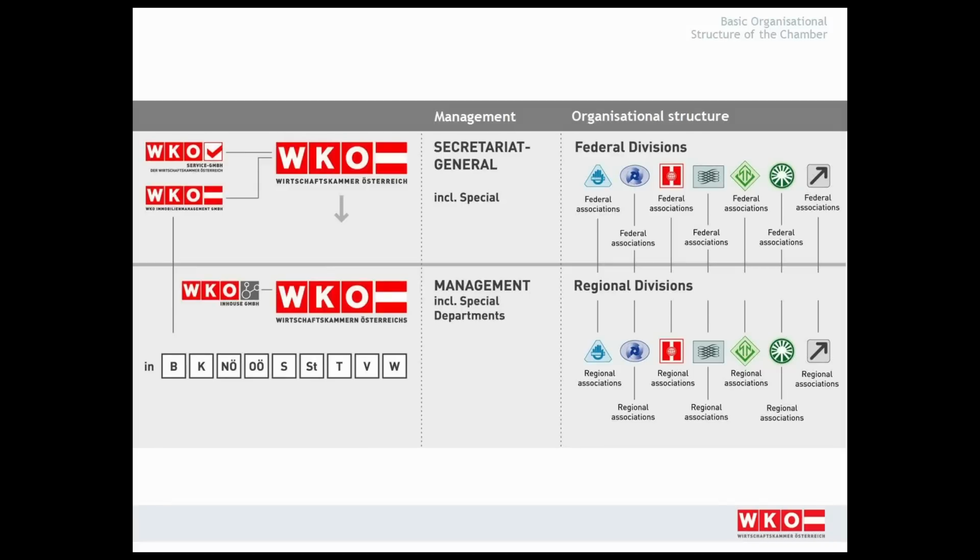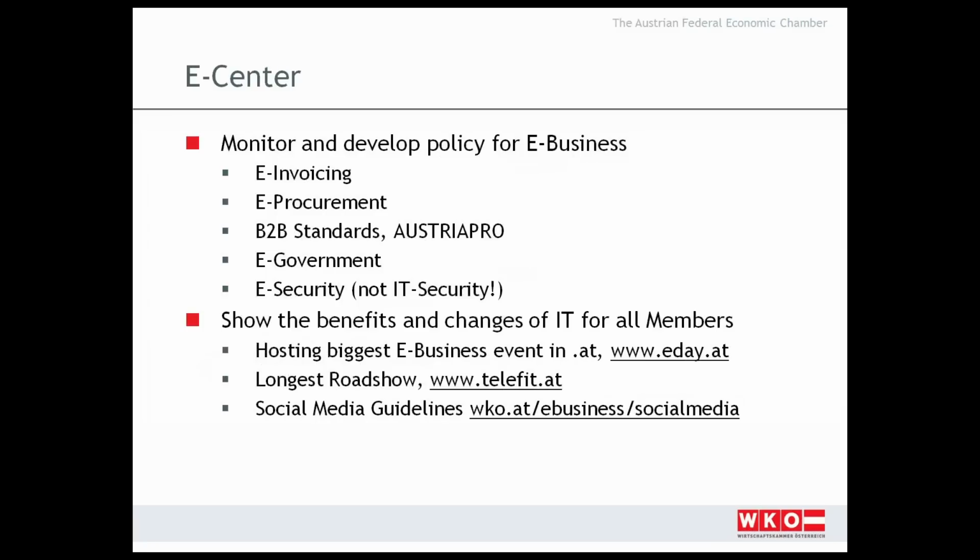I'm working here in the middle in the Secretariat General in a very small unit called E-Center. The goal of the E-Center is to monitor and develop policy for e-business, and I'm dealing with topics like e-invoicing, which getting more and more to the topic of e-procurement. We try to generate and monitor business-to-business standards with a body called Austria Pro, where we do, for instance, open standards for e-invoicing or e-procurement.